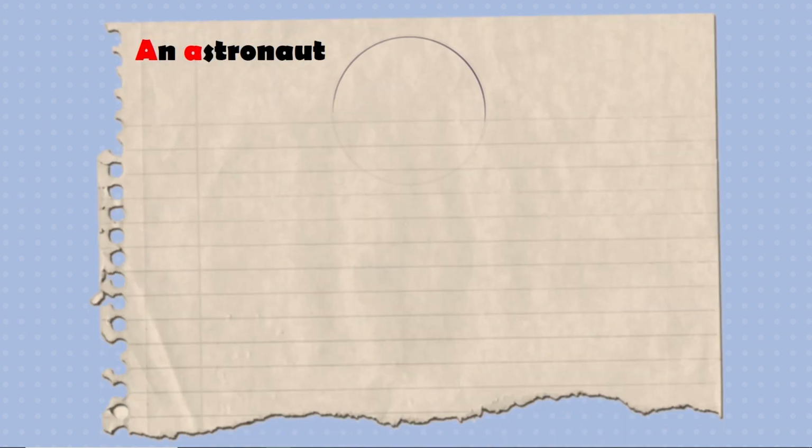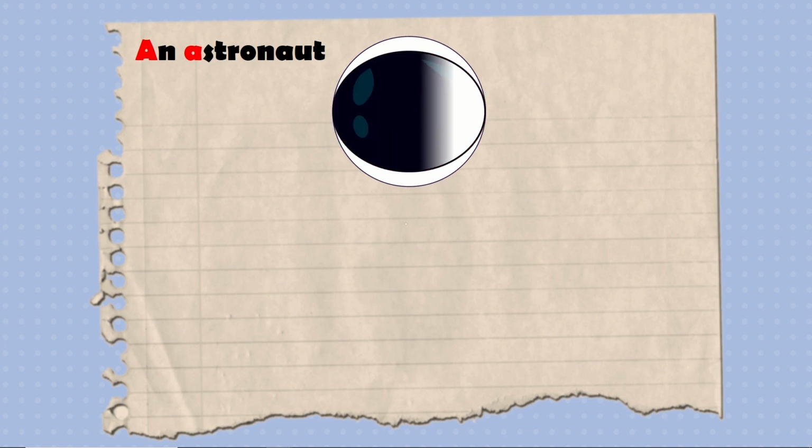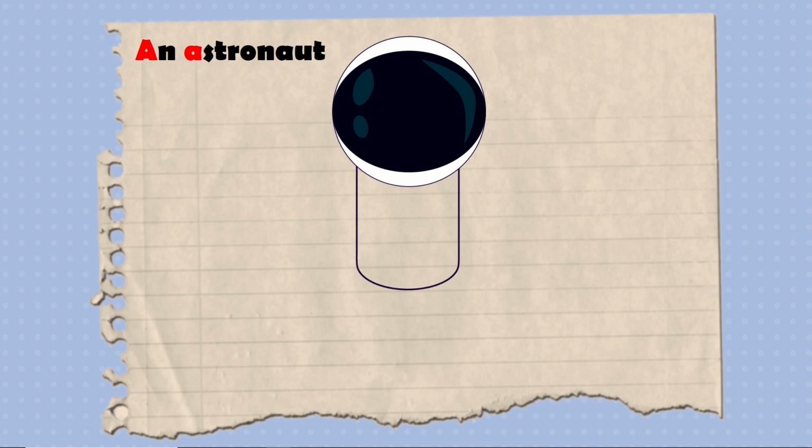An astronaut. Draw a circle for the head. Draw a smaller oval inside it to become the helmet. Draw the body. Then draw the arm.